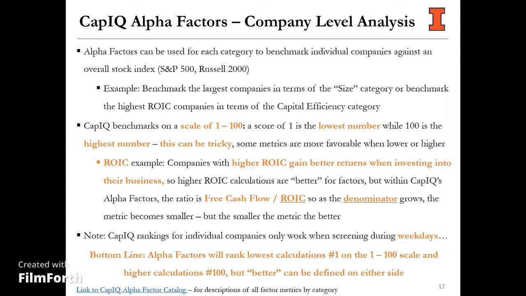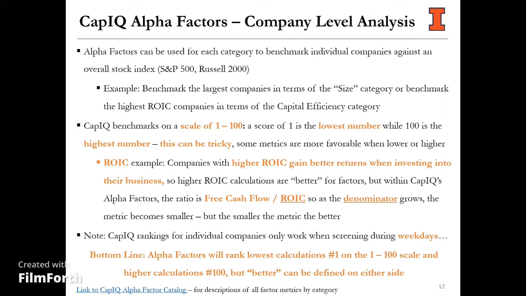And that example right there is how our ROIC is gauged in the alpha factors. Companies with higher ROIC often gain better returns when we invest in them. So higher ROIC calculations should be better in terms of our alpha factors. However, within the CapIQ alpha factors and how these companies are ranked, the ratio is actually free cash flow divided by ROIC. So as our ROIC grows, which is what we're going for, that ratio will actually get smaller. So we want companies that are ranked 1, 2, 3 in terms of alpha factors. So in that case, the smaller metric is actually better.